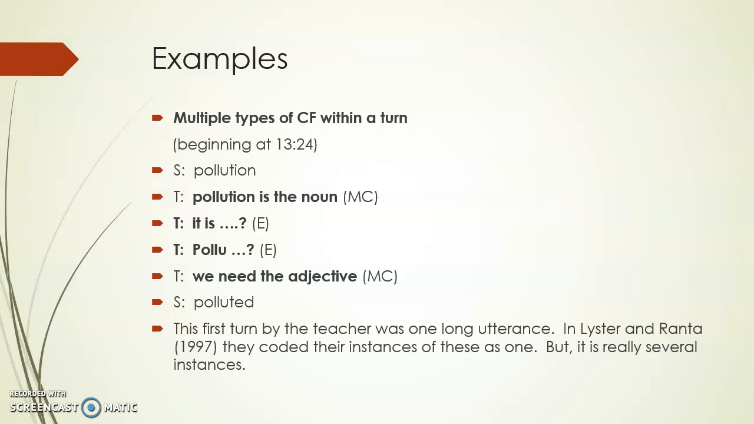Some examples. Multiple types of corrective feedback within a turn. Student: Pollution. Teacher: Pollution is the noun. It is. Pollute. We need the adjective. Student: Polluted. This first turn by the teacher was one long utterance. In Lyster and Ranta, they coded their instances of these as one, but it is really several instances.